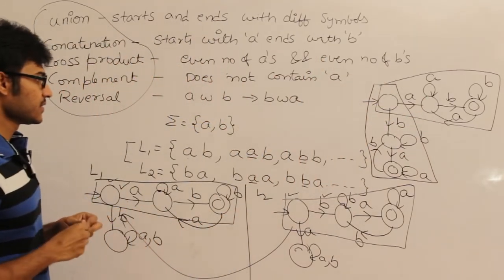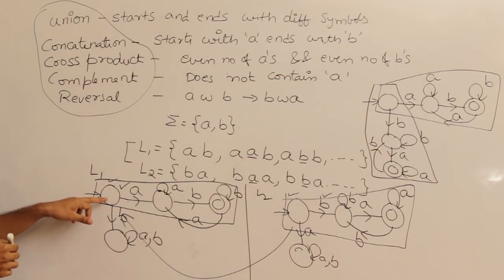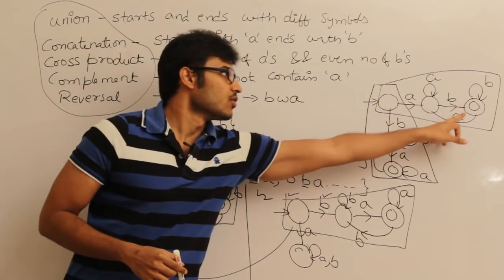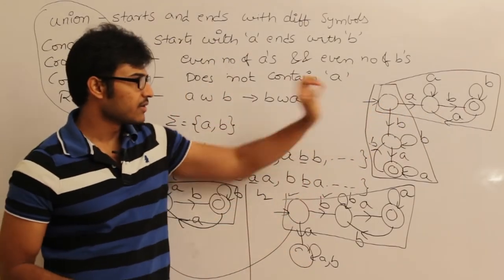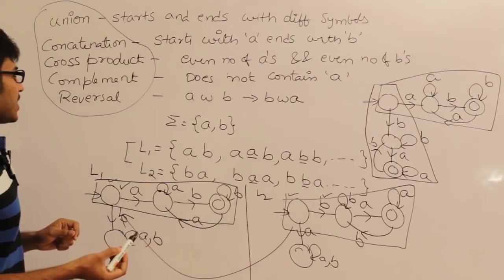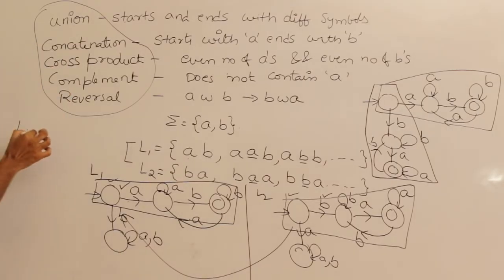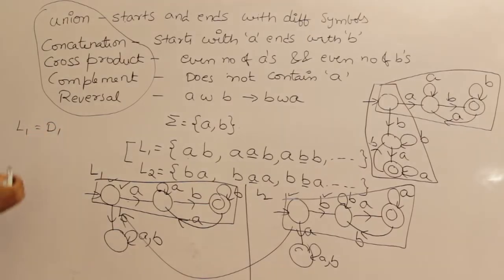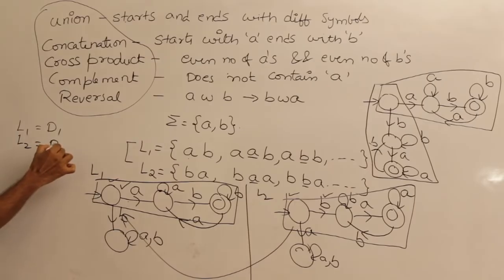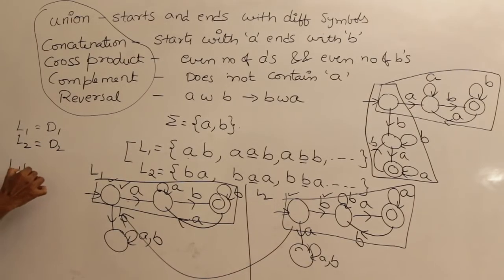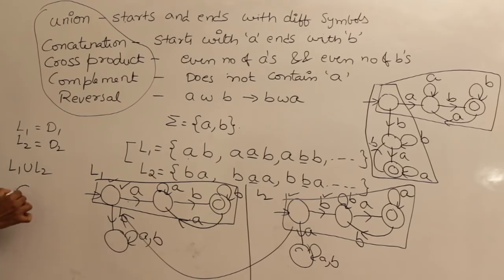Try to understand this. This part is actually kept in this row and this part is here, which means if I have L1 and a DFA 1 for L1, and a language L2 and a DFA 2 for L2, in order to obtain L1 union L2, I can take a start state, and on one branch I can put D1 and on the other branch I can put D2. So this is also called union.